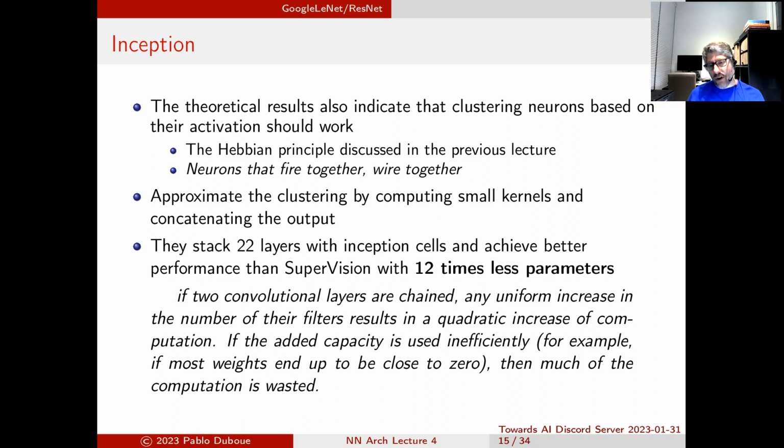This idea about building architectures based on macro components is key for later architectures. They take these Inception cells and stack 22 layers of them. And that achieves better performance, much better performance than AlexNet, and uses 12 times fewer parameters. So let's just think about this. You have a network that is more complex, has more layers, but has much fewer parameters and performs better. This is a massive breakthrough, and that explains why this receives so much attention.